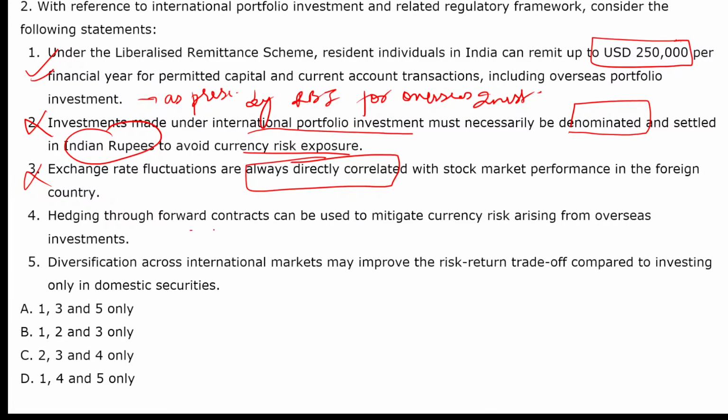Hedging through forward contracts can be used to mitigate currency risk arising from overseas investment. Yes, you are trying to hedge yourself. You are afraid that there will be a currency fluctuation, so you are trying to hedge yourself by buying a forward contract.